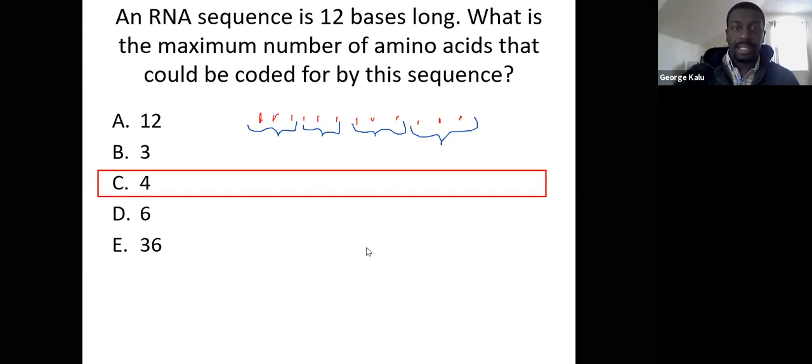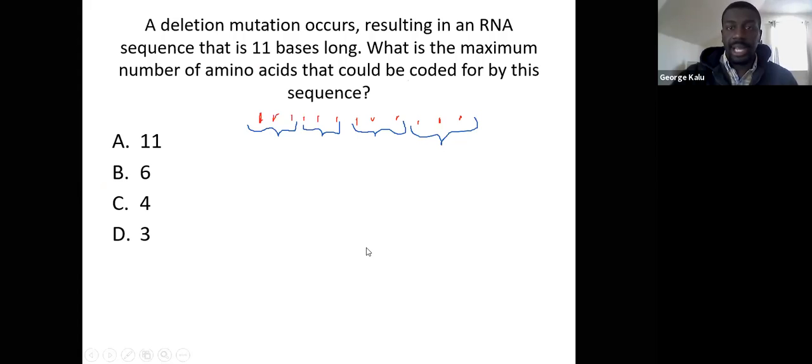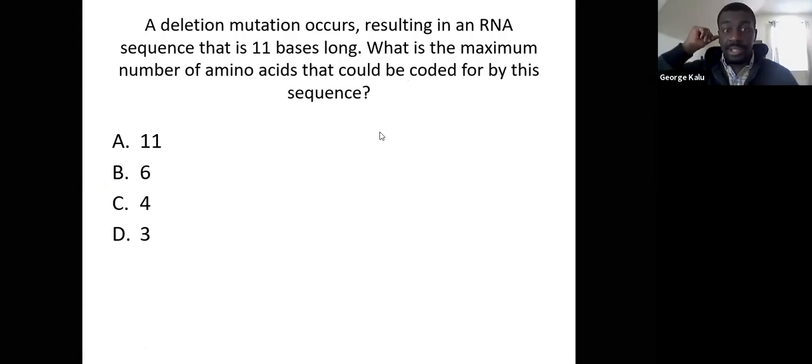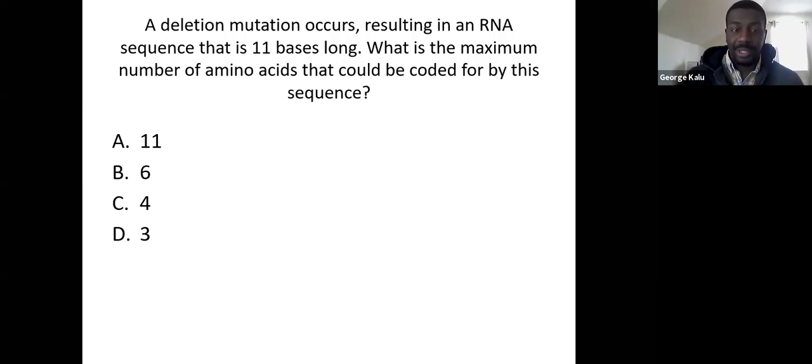Okay, that's good. Next question. Let's say we have a deletion mutation. A deletion mutation occurs, resulting in an RNA sequence that is 11 bases long. What is the maximum number of amino acids that can be coded for by this sequence? 11, 6, 4, or 3? What do we think? Right, 3 is exactly right.